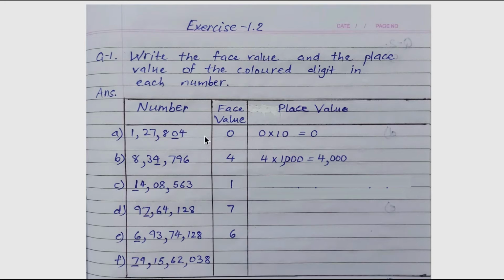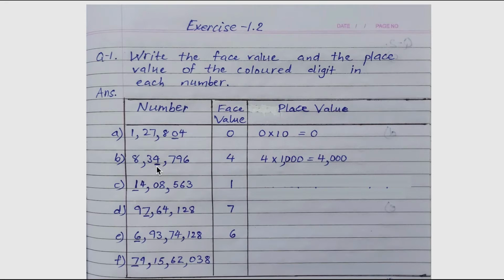Now over here, the first one, 0 is the digit and its face value will be the digit itself, that is 0, and the place value of digit 0 at 10's place is equal to 0 multiplied by 10, and that is equal to 0, and we know that the place value and face value of 0 at any place will always be 0.